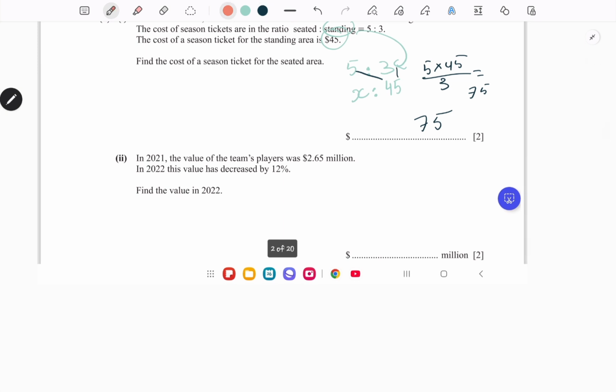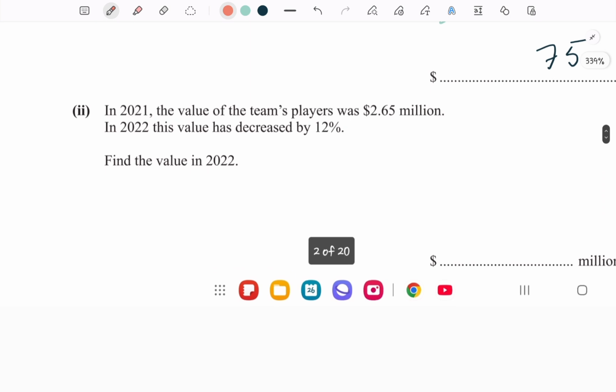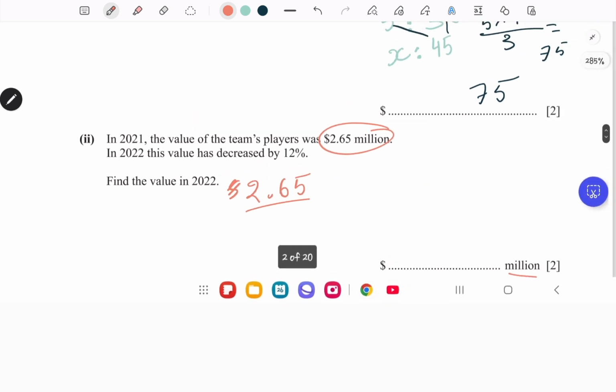They said in 2021 the value of the team's players was $2.65 million. In 2022 the value decreased by 12%. They need us to find the value in 2022. Very simply, to find how much it decreased in 2022, we are gonna take the total, which is $2.65 million. We're gonna keep it as 2.65 because here the unit is million.